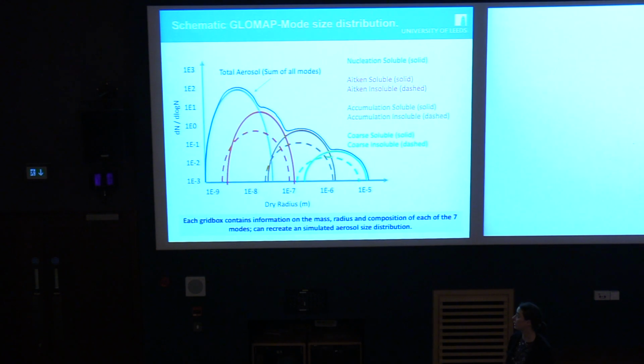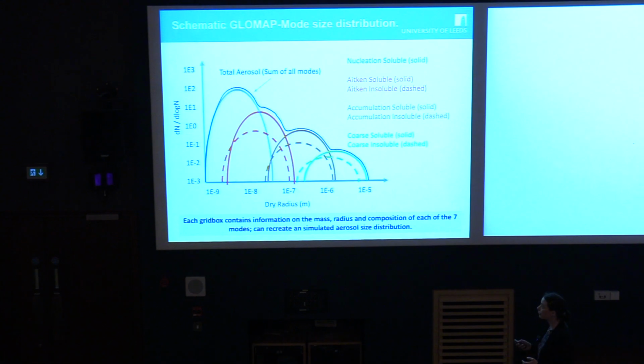The convention is that nucleation is the smallest mode, and then Aitken, accumulation, and coarse as you get larger. So this is your soluble distribution, and then your insoluble distribution. We don't have an insoluble nucleation mode, because particles as small as nucleation mode are never insoluble, they're always soluble. So we can miss out that mode. But we do have insoluble Aitken, accumulation, and coarse modes.